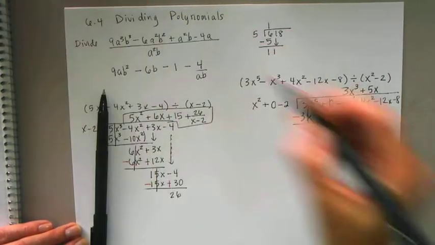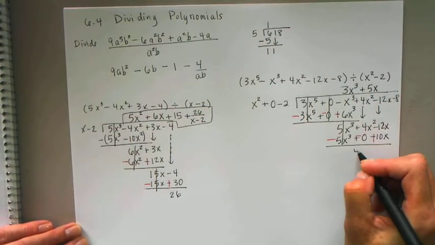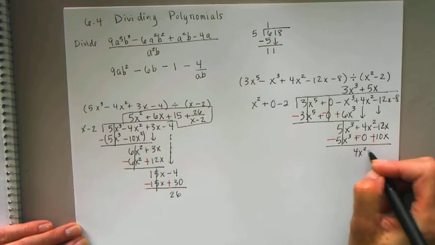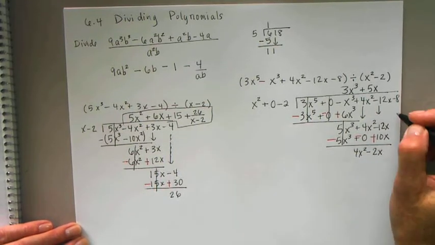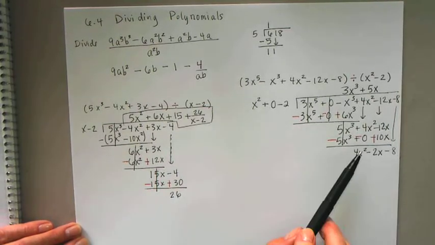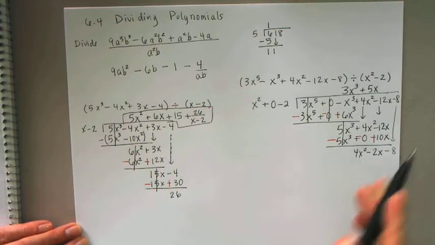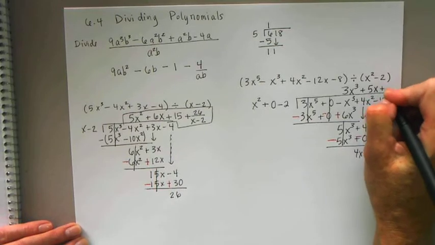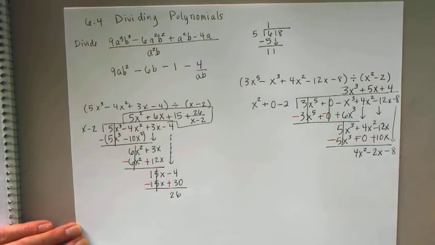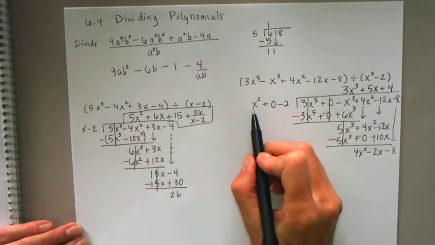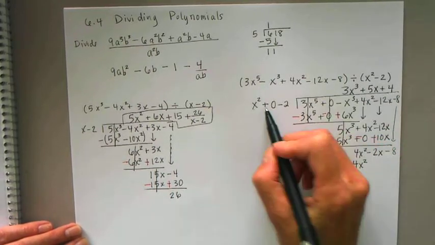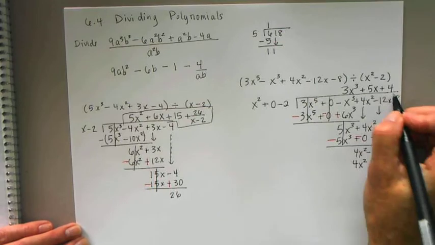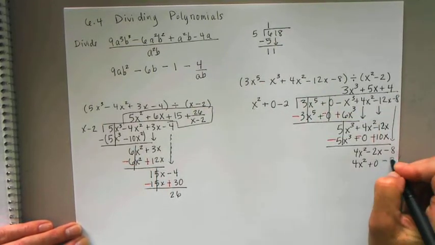So, change the signs, because we're subtracting 4x squared minus 2x. And then I just have to pull the last one down, and I go, what times x squared is 4x squared? And I know I just need a 4, don't I? And then multiplying the 4 by this, I get 4x squared, and 4 times 0 is 0, and 4 times negative 2 is negative 8.